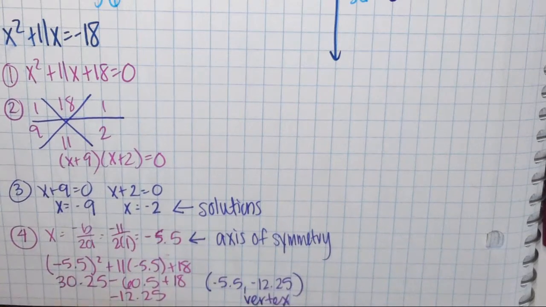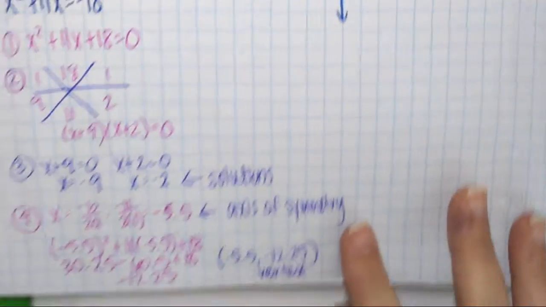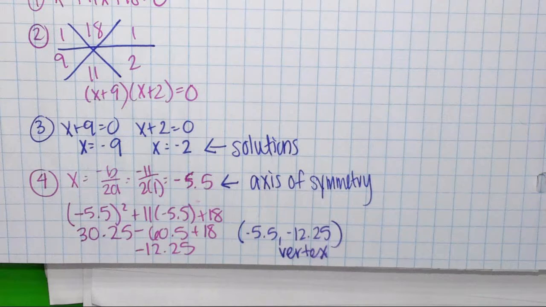Maybe some questions? And then I got -12.25 as my vertex.